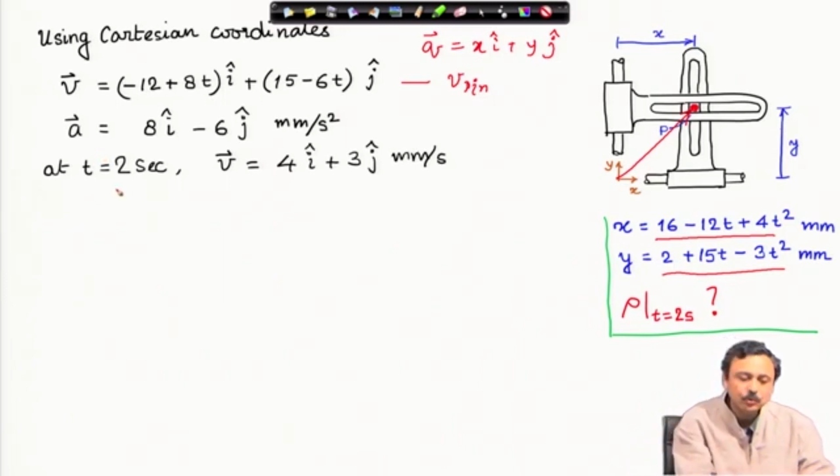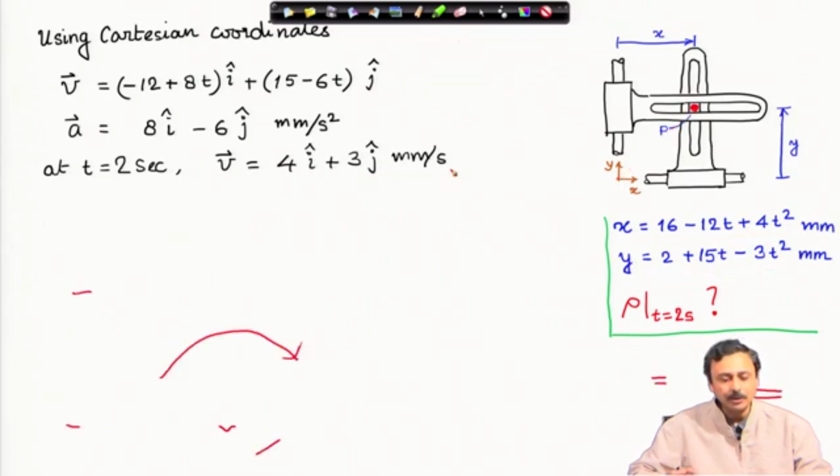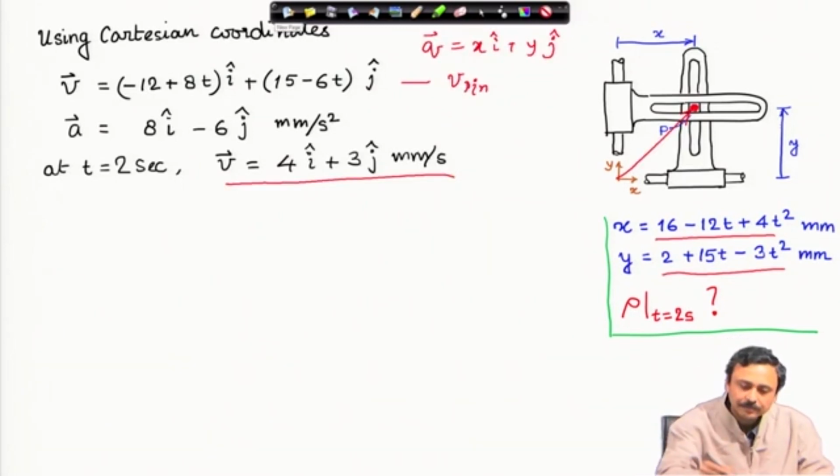Therefore, at time t equal to 2 seconds, I can just plug in the value 2 second in time in the expression of velocity vector and find out the velocity vector, which is 4 I cap plus 3 j cap millimeter per second. Now, this is the direction of E t, remember. So, E t is along this velocity direction, but it is unit vector. So, we have to find out this unit vector.